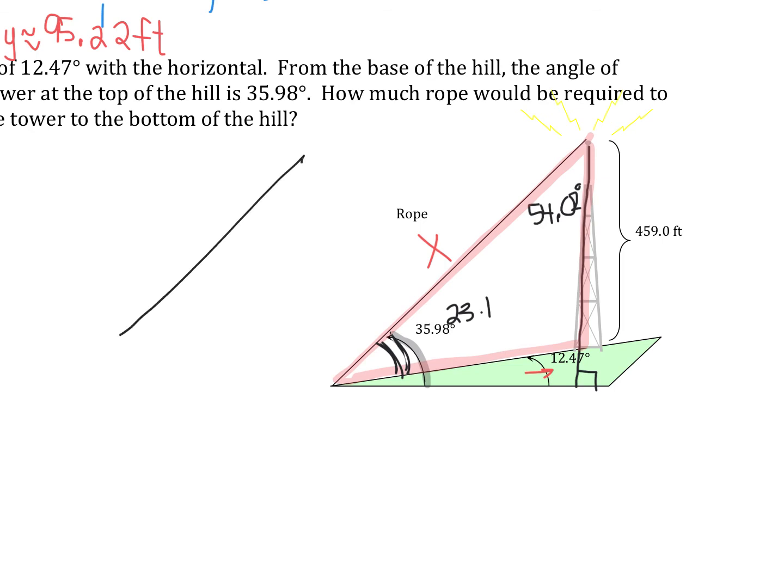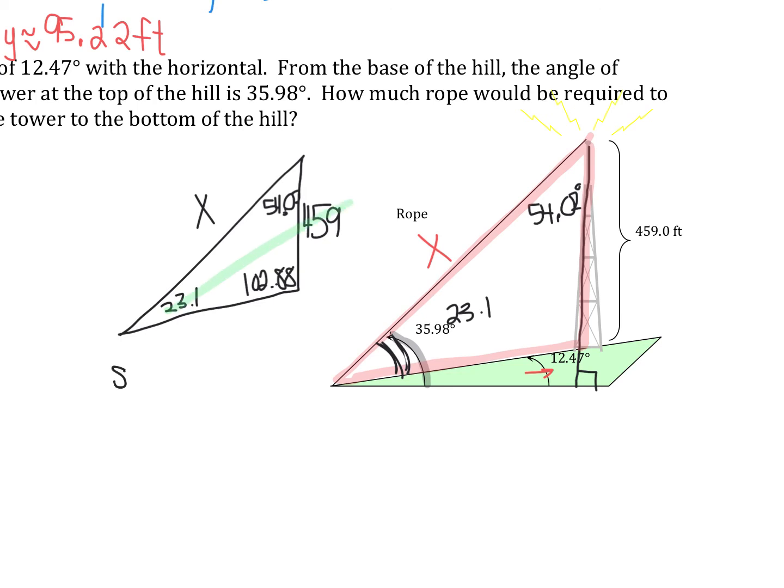We have this to the top of the tower coming down, going down to the hill. I know this is 459. X is what I'm looking for. My three angles here are 23.1, 54.02, and how can I get the angle across from side X? The angles of a triangle always add up to 180, so it's 102.88. Looking at this picture, I am pleased because I have an angle and its opposite side. That's the law of sines.